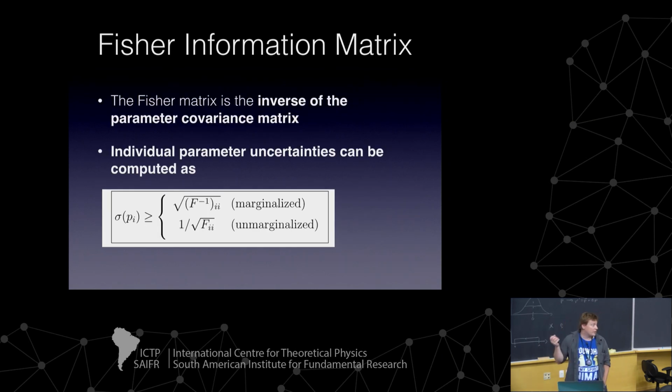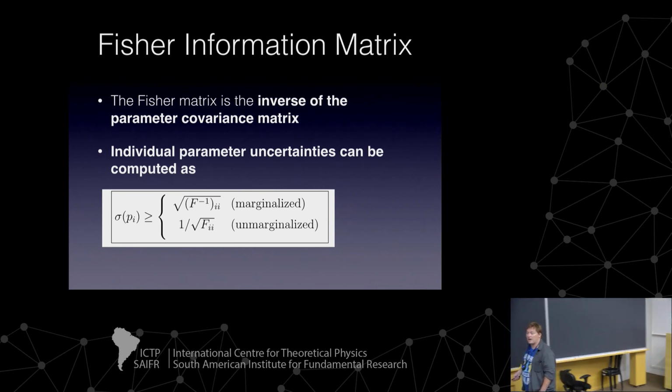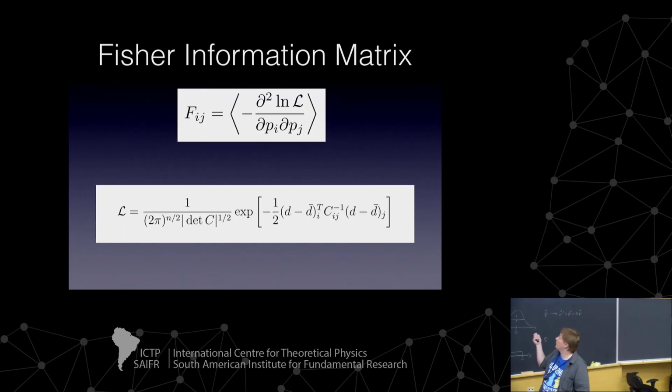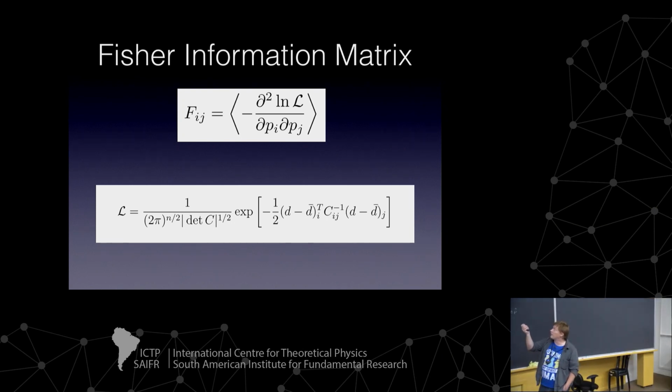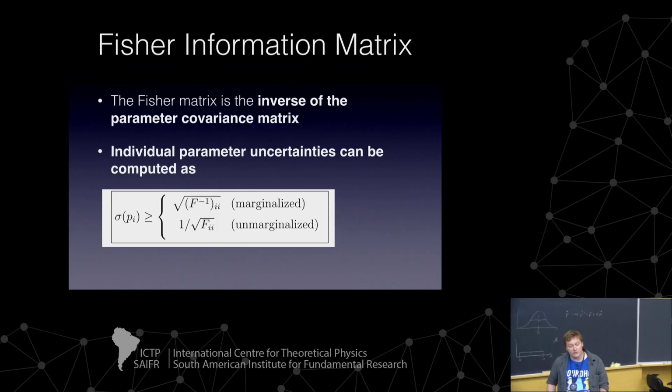Some other properties of the Fisher matrix. The Fisher matrix is the inverse of the parameter covariance matrix. What does that mean, the parameter covariance matrix? We've heard of the covariance matrix over here. That's not the parameter covariance matrix. This is in data space, data minus model. This is the inverse of the data covariance matrix. So if we have weak lensing two-point functions, this is a covariance matrix of that. But the Fisher matrix is the inverse of the parameter covariance matrix. So what does that mean? Anybody? Any idea?